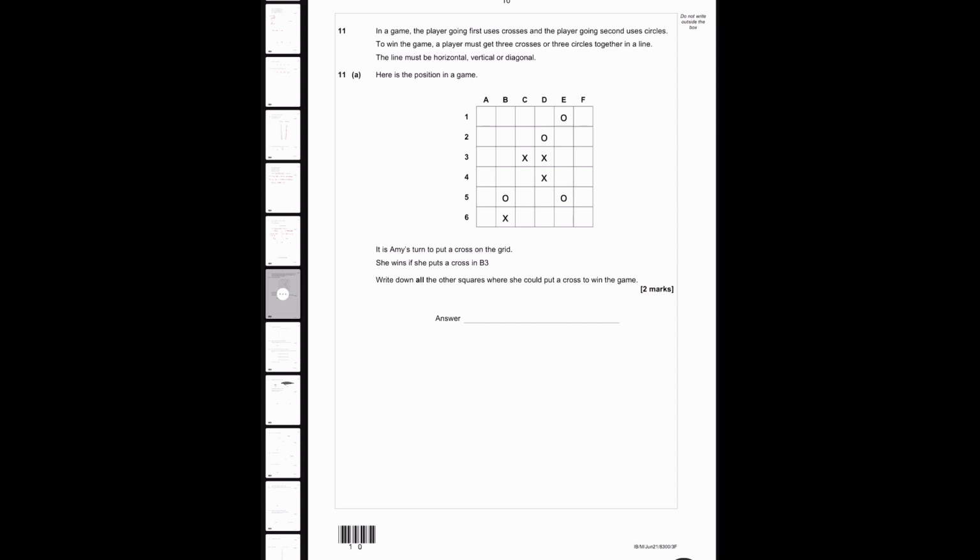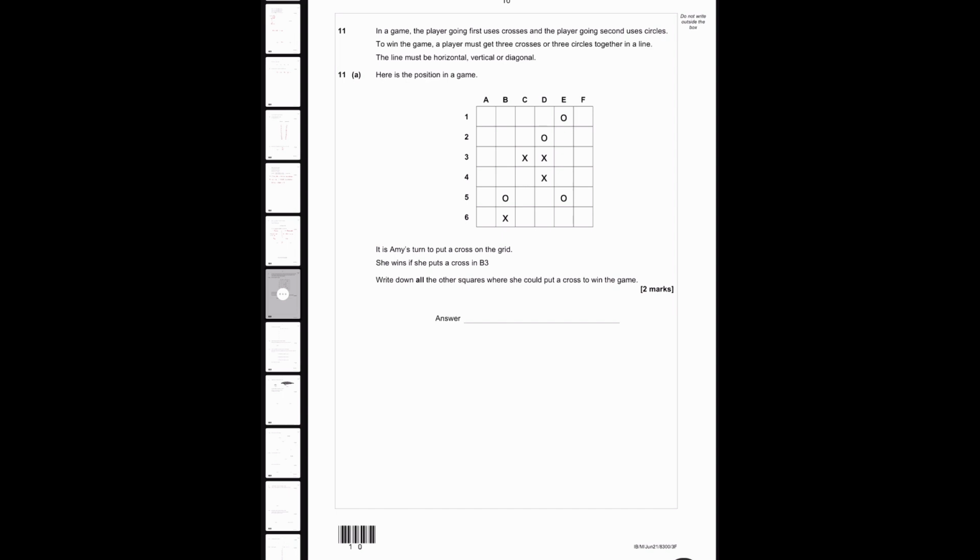Question 11 says in a game the player going first uses crosses and the player going second uses circles. To win a game, a player must get 3 crosses or 3 circles together in a line, and the line must be horizontal, vertical, or diagonal. Here is the position of the game. This is where we can see exactly where the circles and the crosses are.